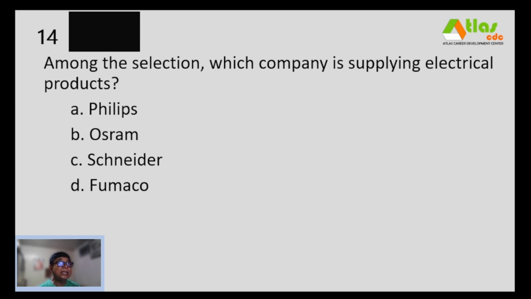So, question number 14. Among this selection, which company is supplying electrical products? Letter A, Philips. B. Osram. C. Schneider. And D. Fumaco. 10 seconds.